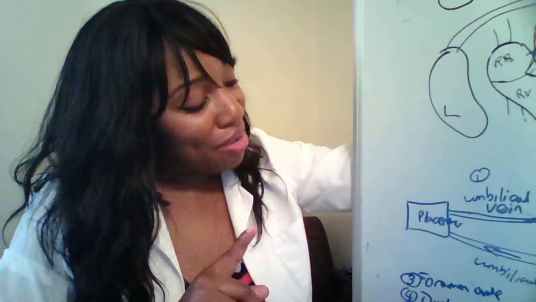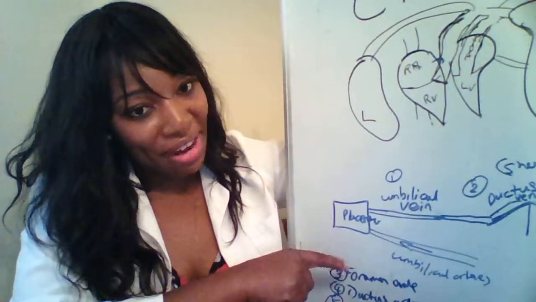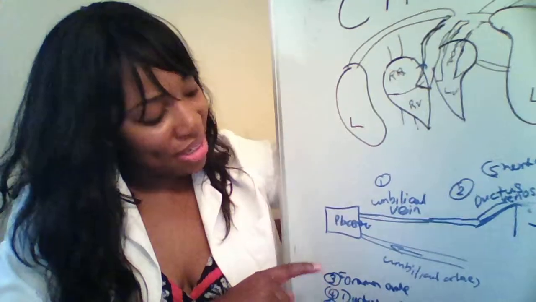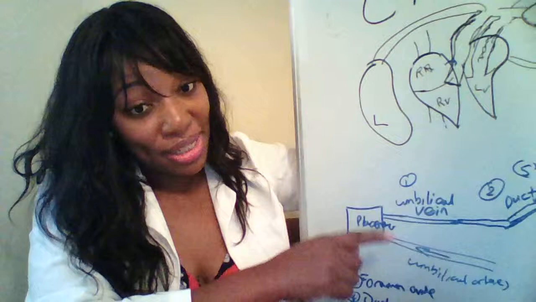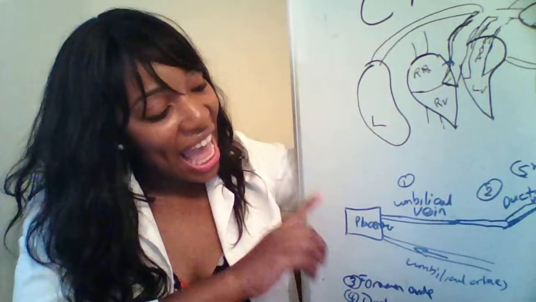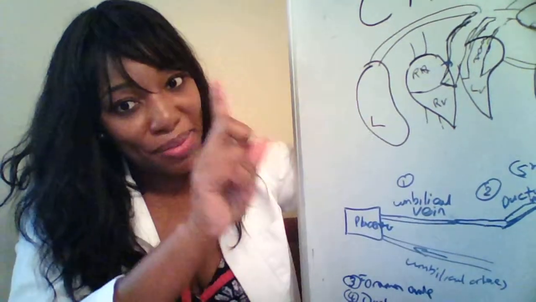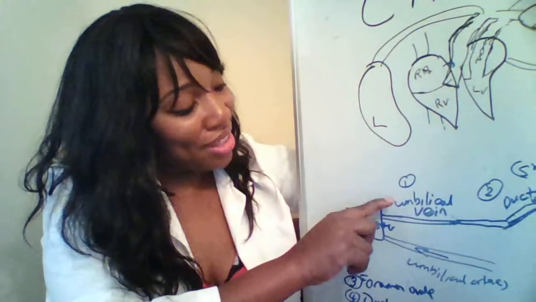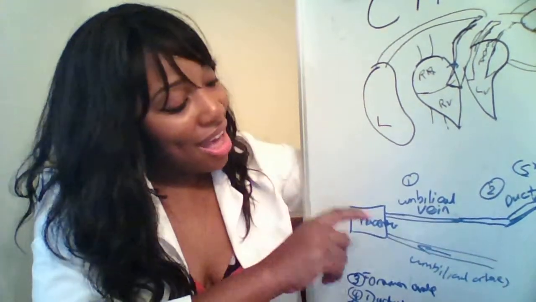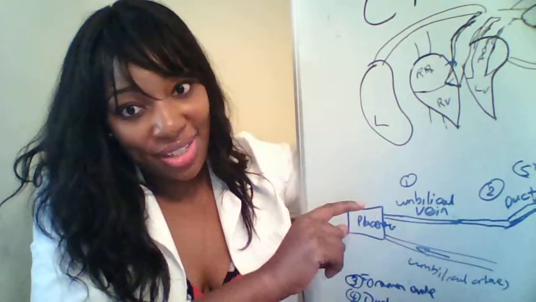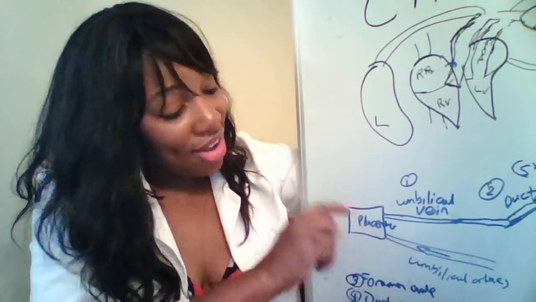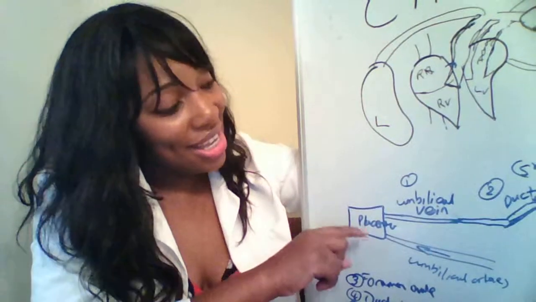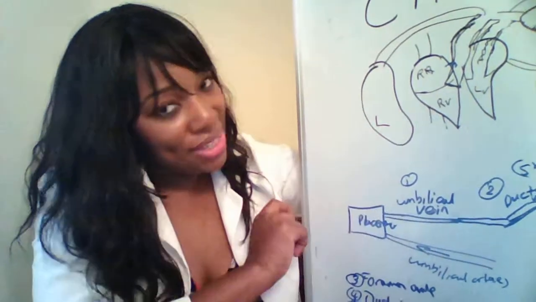Here I have a little diagram, which is terrible, but bear with me. This little square box represents a placenta. The first adaptation that fetuses have is something called an umbilical vein. That vein is actually opposite of the veins in our body. It's taking oxygenated blood from the placenta to the fetus. So that's the very first adaptation.